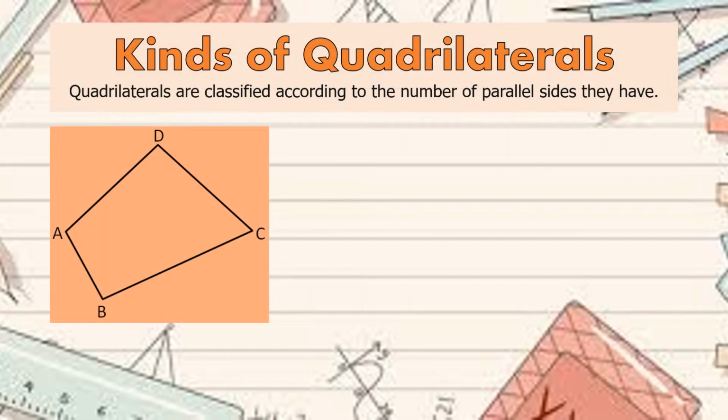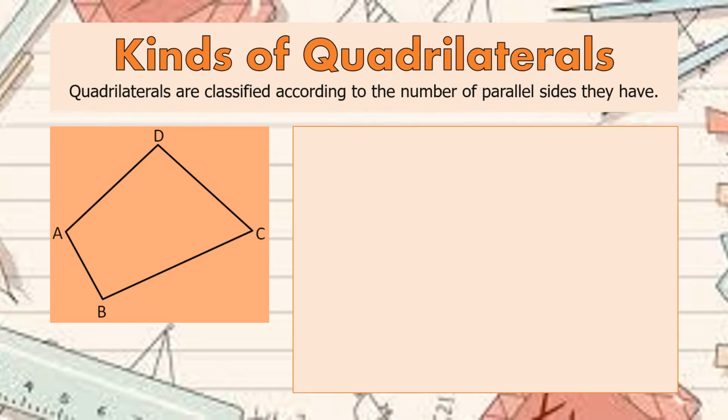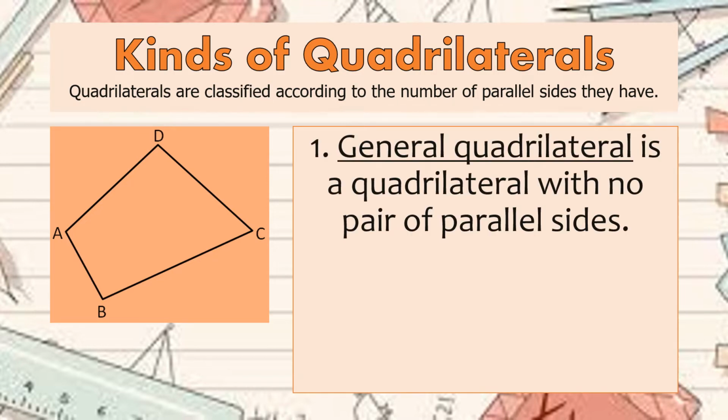There are different kinds of quadrilaterals. Quadrilaterals are classified according to the number of parallel sides they have. The first one is the general quadrilateral. It is a quadrilateral with no pair of parallel sides. So as you can see on the figure, wala tayong parallel sides.